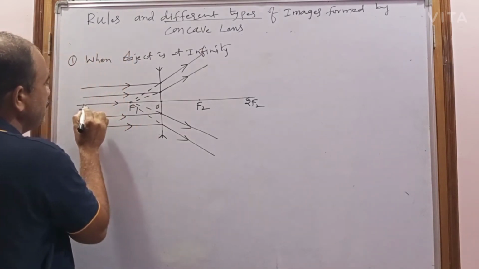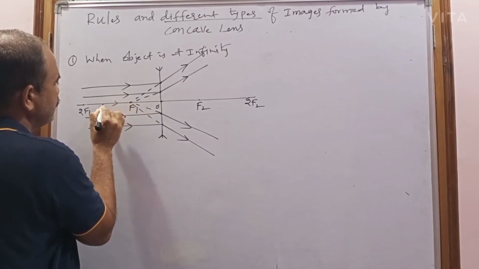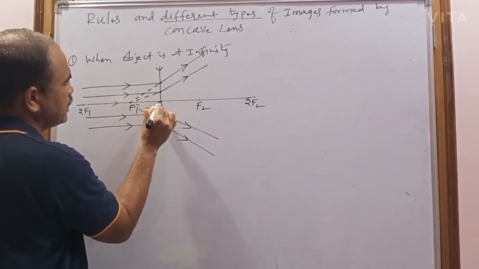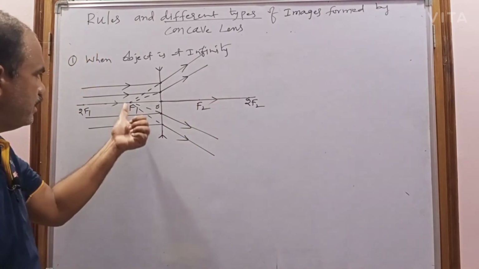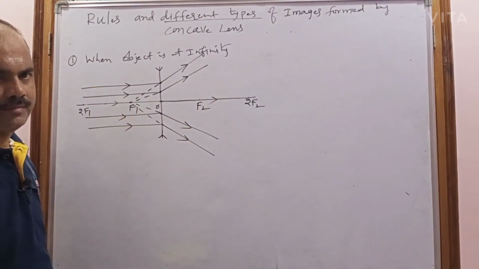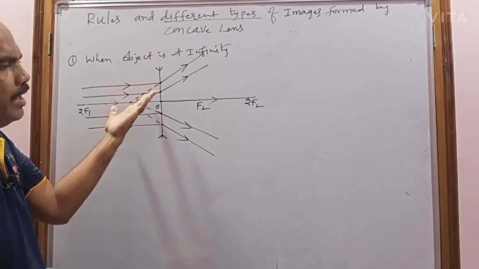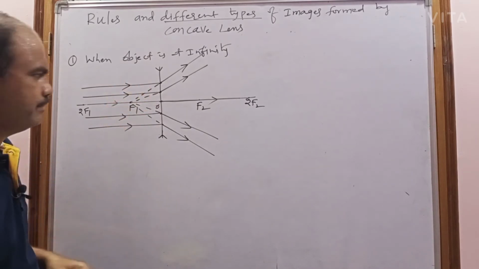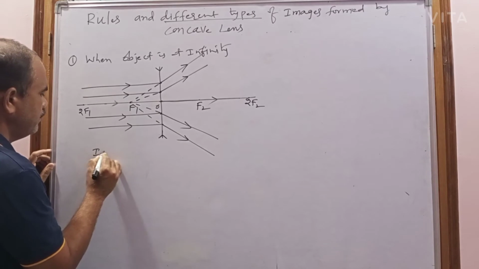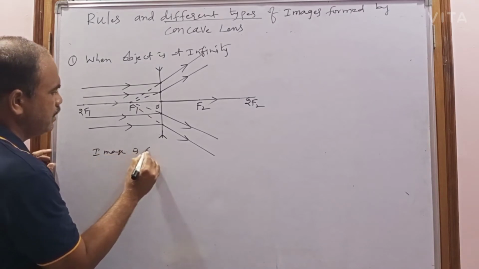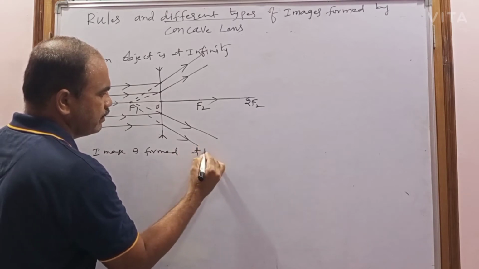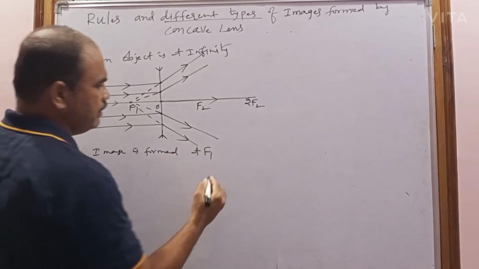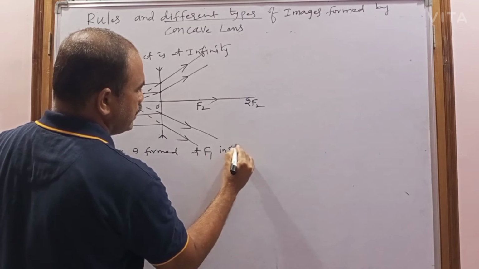Now this is the ray traveling through optic center, so it will continue along the same path without deviation. That's why the image is formed at F1, behind the lens, at F1 inside the lens.